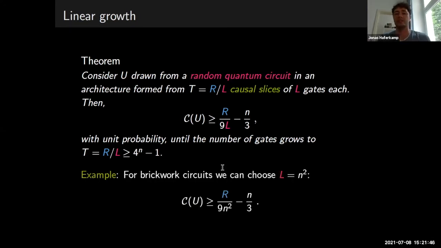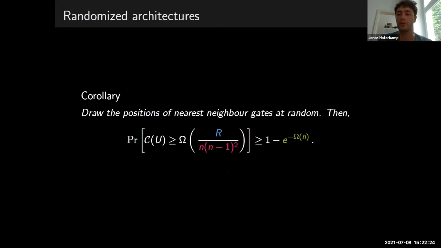The other one is the architecture aspect. So for example, this encompasses the case where we have the brickwork architecture and we can choose causal slices to consist of n squared many gates, which in fact gives us this very explicit bound where the rate of growth is actually inverse polynomial. And I can say something later about the inverse polynomial growth here, because this is actually one of our open questions, whether this can be improved to constant. But this is really only one example of this very general statement. And in fact, our theorem seems to hold for many different architectures. And in fact, we can even use this theorem to prove that it holds for most architectures. So this is something that I find extremely interesting.